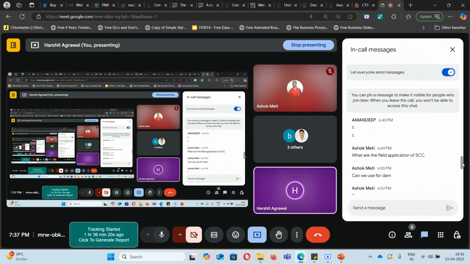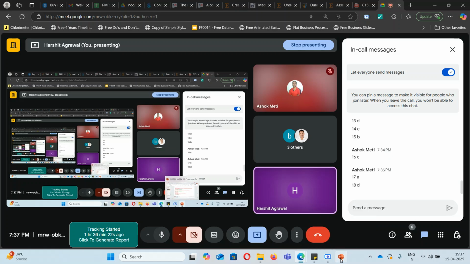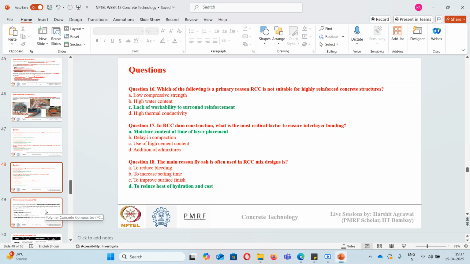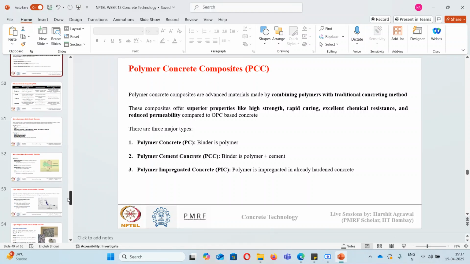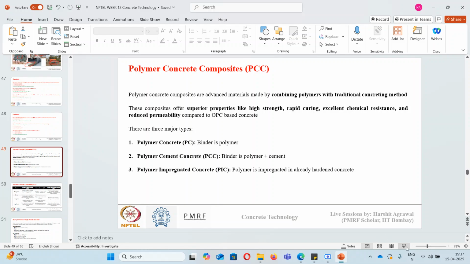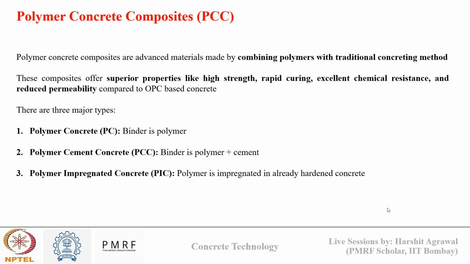Does anyone have any doubt? No, I don't see any doubt. Okay, so let's move ahead. We have three to four more categories of concrete left. So let's cover them fast.